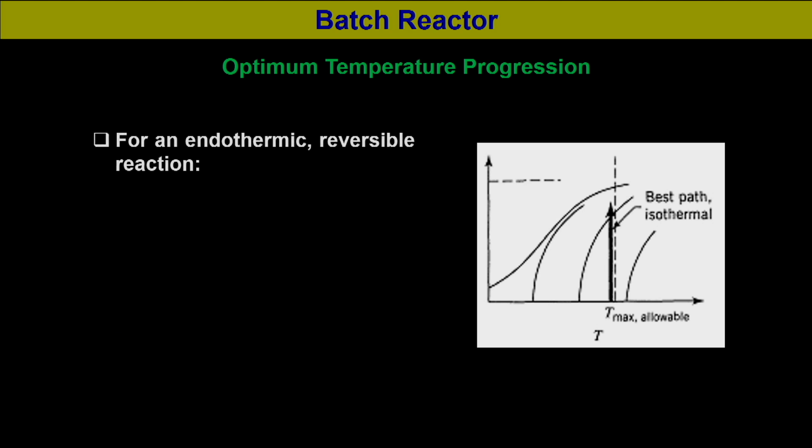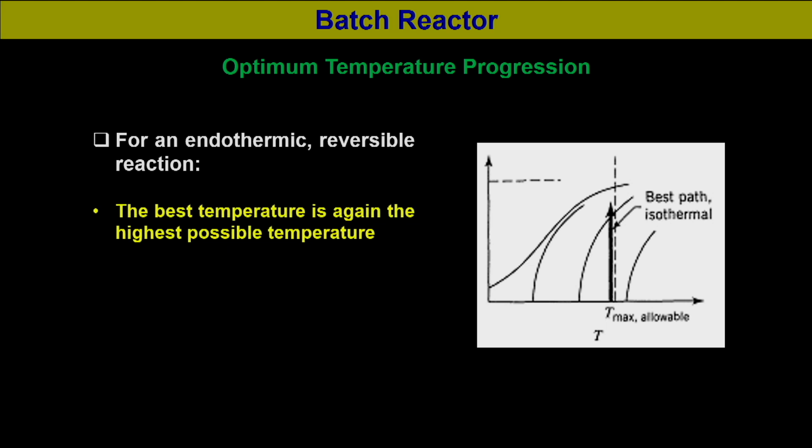Another case is an endothermic reaction, but a reversible reaction. For this case, what will happen? Because it is reversible and endothermic, as we increase the temperature, the reaction rate will increase, and your equilibrium conversion will also increase. So, the best operation is again the highest possible temperature.